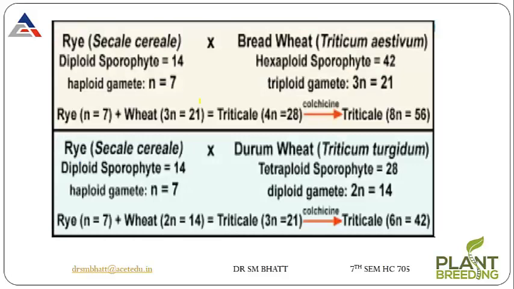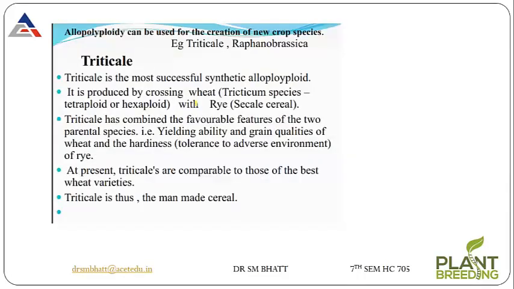You can change the morphological features. You can make them fertile from sterile. What is triticale? Triticale is mostly asked in examinations. Triticale is produced by allopolyploidy, like Raphanobrassica, and triticale is the best example of allopolyploid. So triticale has combined the favorable features of two parental species, including quality of wheat and hardiness of rye. Yields of present triticale are comparable to those of the best wheat varieties. Triticale is thus a man-made cereal.